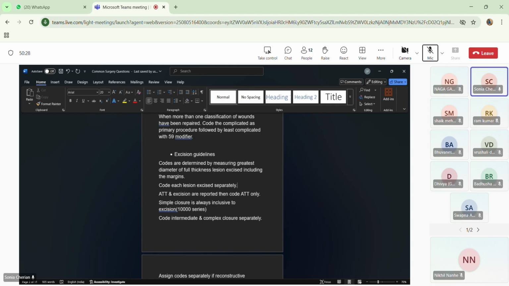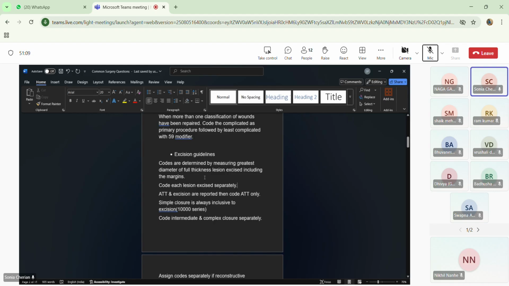Okay, that's very important, guys. Mostly 19% of people blunder in this, I've seen. Even if there are two lesions excised from your arm, one is 1.2 centimeter, other is 1.5 centimeter, both you have to code separately. Even if it is the same CPT, doesn't matter. You have to code each separately with the 15 modifier. The 15 modifier is to show that it is a separate incision. So that is very necessary in excision.